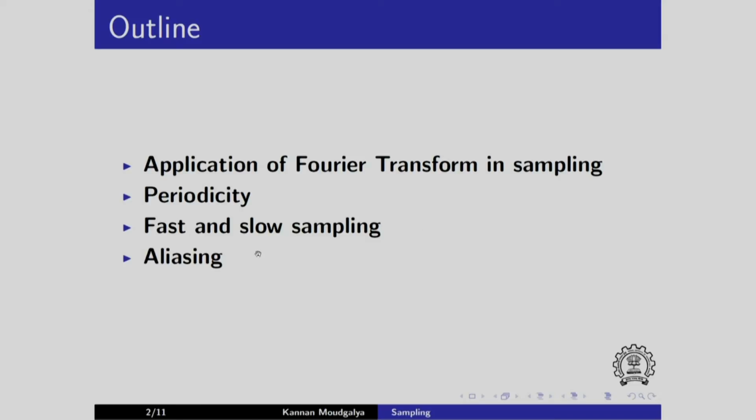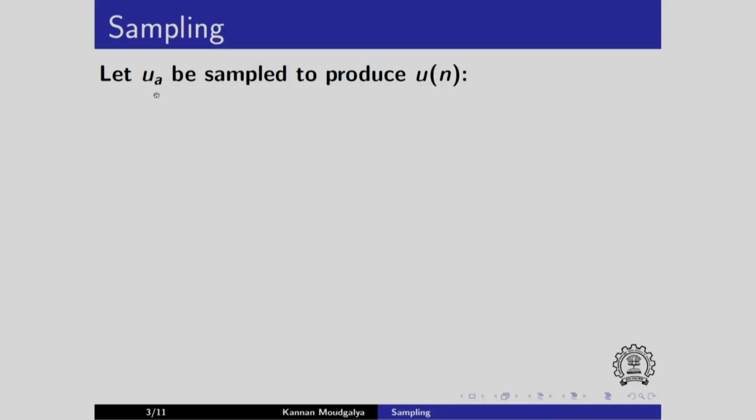We will discuss aliasing. Let the continuous time signal u_a be sampled to produce u[n]. Recall that this is the analog signal and this is the discrete time signal. So u[n] equals u_a(nTs). This is the analog signal sampled at equal intervals of Ts. The resulting discrete time signal is indicated as u[n]. This n is an integer, it goes from minus infinity to plus infinity.